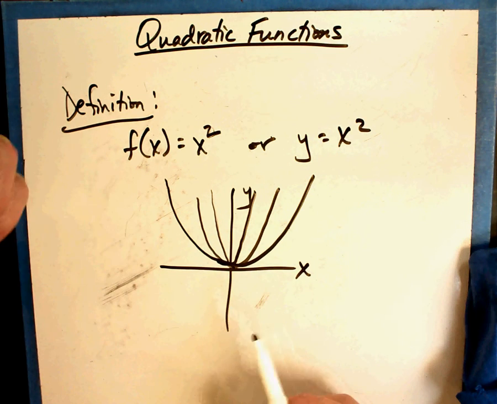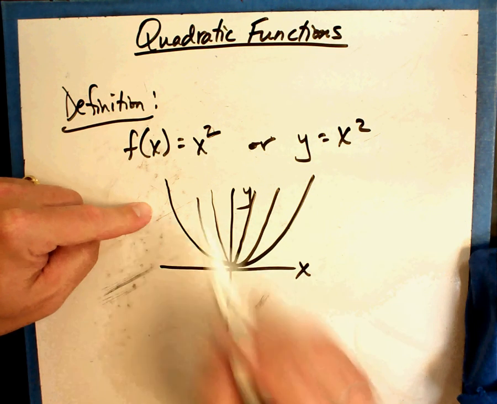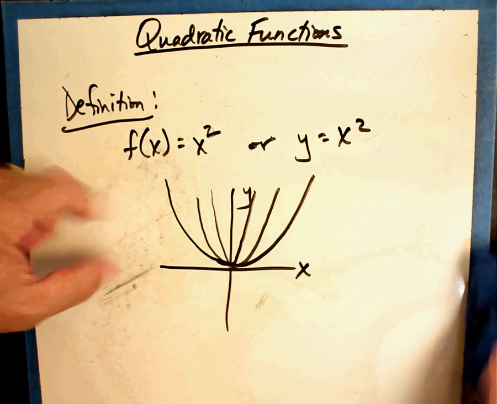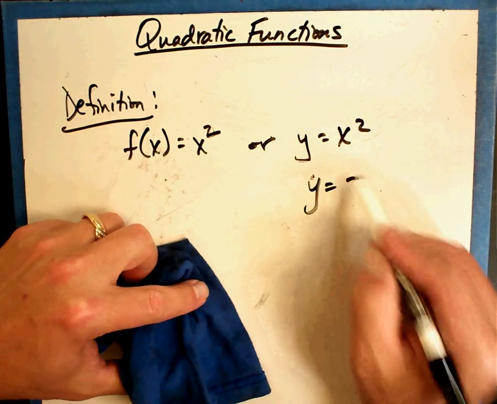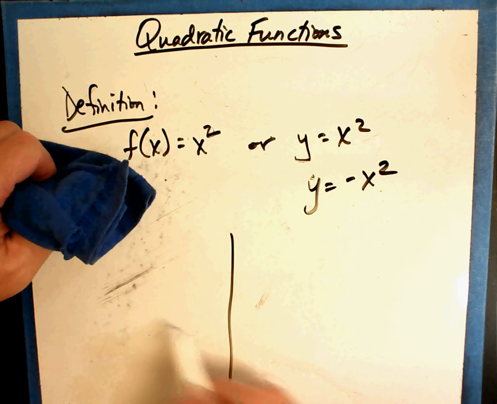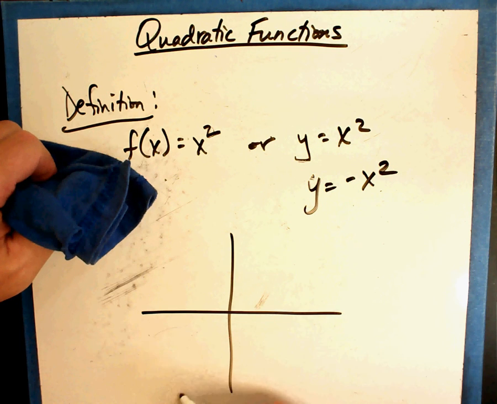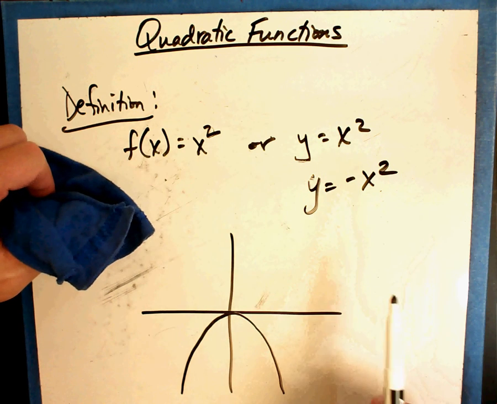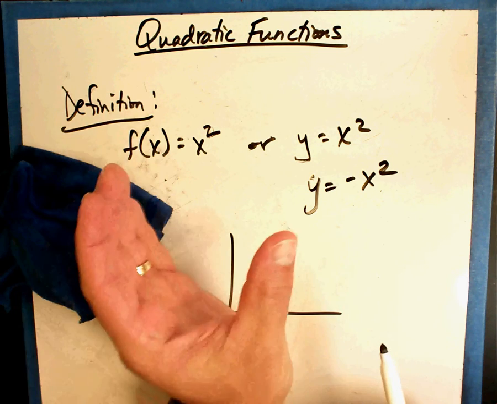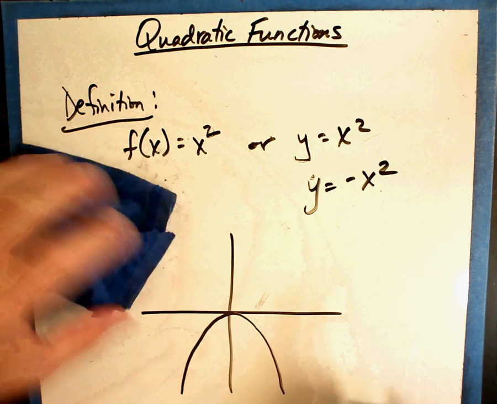Now, I draw it like that because it's a positive value here. Now, if I actually had something like y equals minus x squared, then the graph would actually turn downward, like that. And so, having a positive or a negative is going to be very helpful on whether it cups upward or it cups downward as it's drawn.